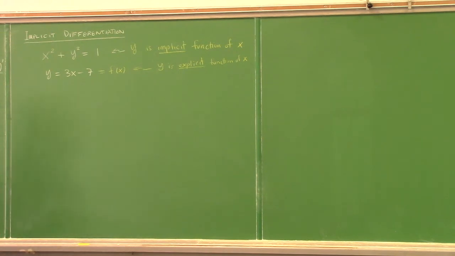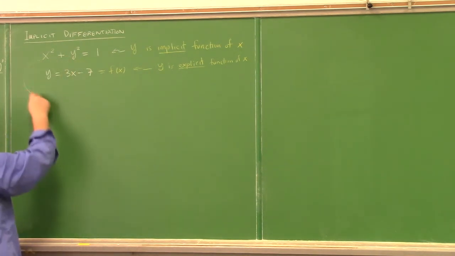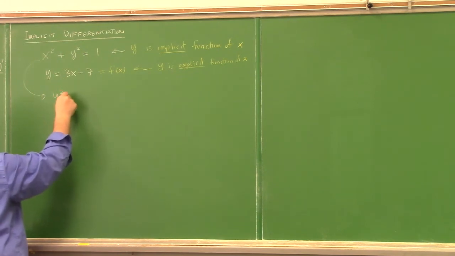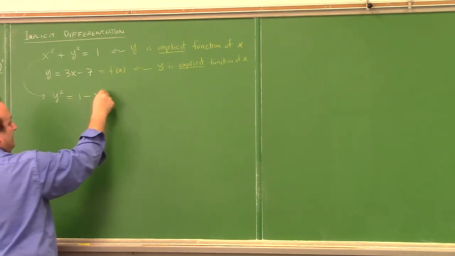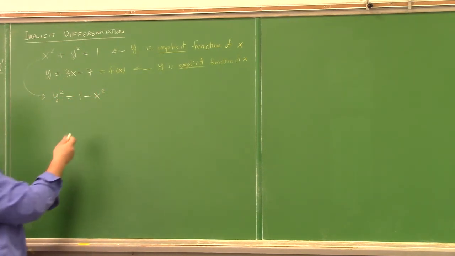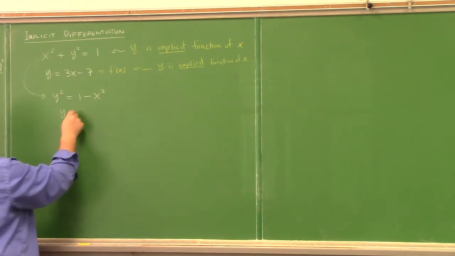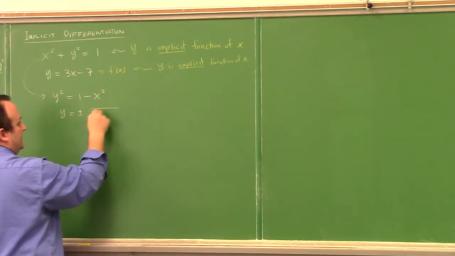Could we solve for y? I mean, we could, right? Solve this for y: y squared is what? 1 minus x squared, right? So we get y is equal to plus or minus the square root of 1 minus x squared.